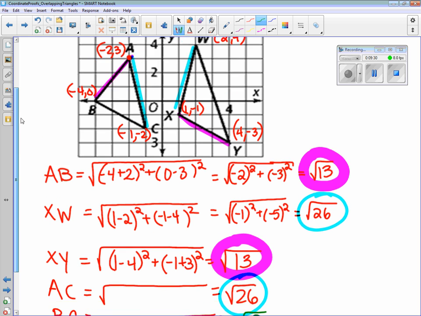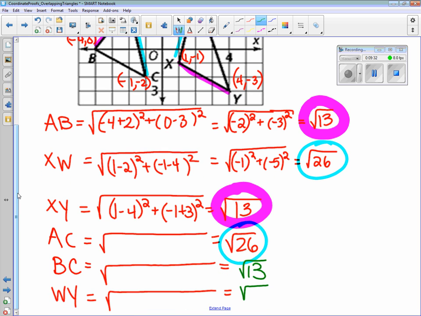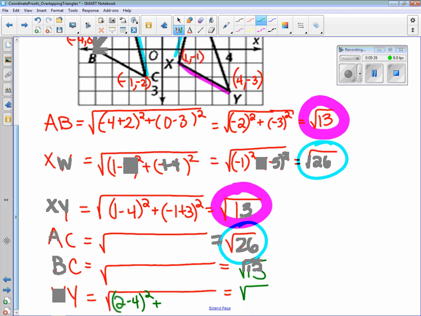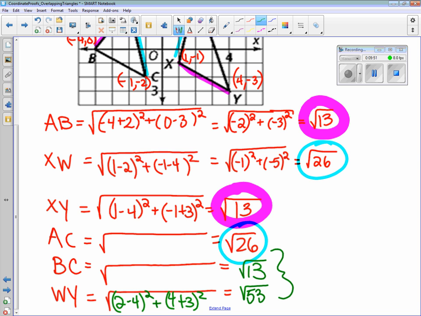Yes. YW, let's see. So I have 2 minus 4 quantity squared plus 4 minus a -3. And it looks like you're right. So I have 7 squared, which is 49, and then I have another 4, square root of 53. Since these are not congruent, what does that tell me? Triangles are not congruent. But look at how far we had to get to till we figured that out. Right? A lot of work.